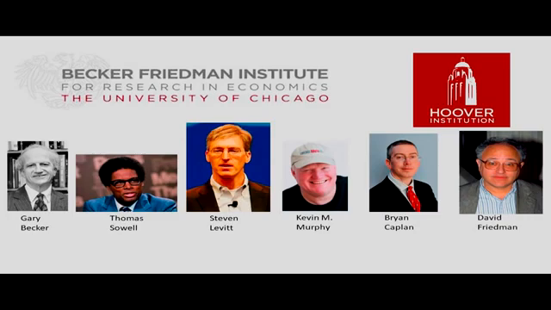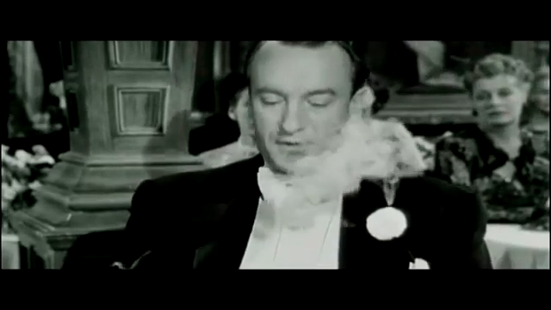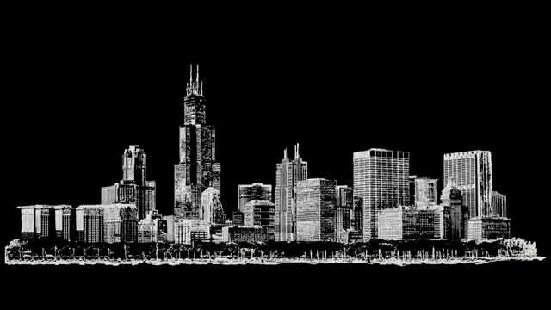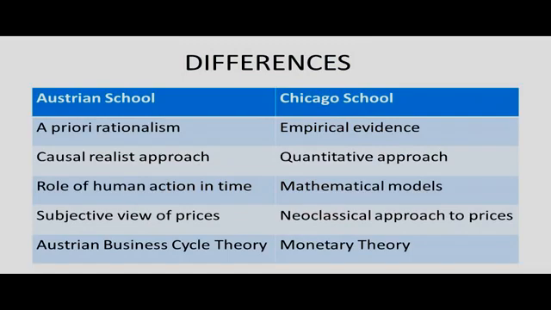You can see some Chicago economists listed here, and as with the Austrian school, opinions range within the Chicago school from minarchists or contractionists, those who want limited government or a night watchman state, to full anarcho-capitalists. In closing, I want to review the similarities and differences of the Chicago school and the Austrian school. The Austrian school advances its arguments through a priori rationalism, taking a causal realist approach which emphasizes the role of time. The Chicago school, in contrast, advances its arguments through empirical evidence using a quantitative approach which utilizes mathematical models.